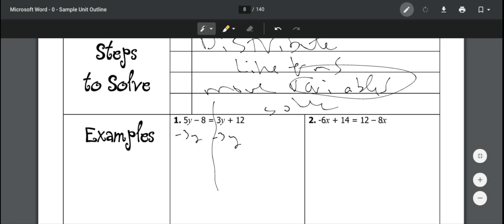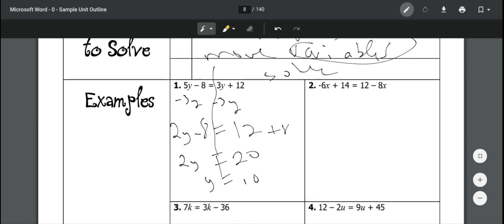So we have 2y minus 8 equals 12. And now you just have your normal two-step equation. So we have plus 8, and then y equals 10. Okay. Next one.